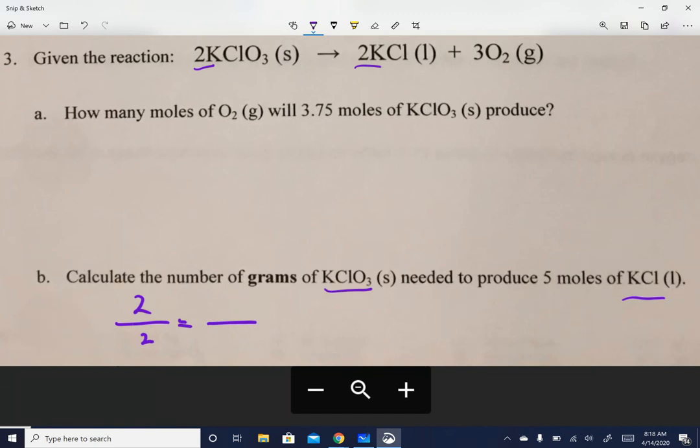So if this one up here is KClO3 and this one here is KCl, and we change the KCl to a 5, this one's also going to be a 5. We could put an X there, but really that's 5. If it's 2 to 2, 1 to 1, and this is a 5, then that's also a 5. So we don't need to do that math like we've been doing. If we want to make 5 moles of this, we have to start with 5 moles of that. Why? Because 2 makes 2, so 5 makes 5. So I know I have 5 moles of KClO3.